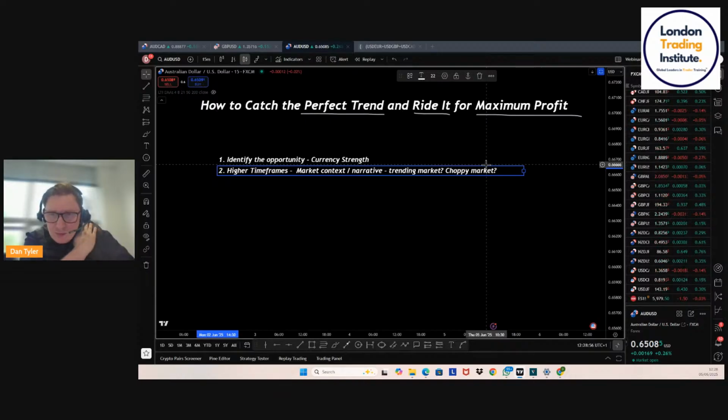Exactly, guys. You want to be getting involved in trending markets, right? Something that's choppy, you're going to want to take shorter term trades. You can still trade them, but you want to be in and out relatively quickly. So what we're doing is we identify the opportunity, we look at the higher time frames, we get market context, we understand the narrative. Are we trading in a trending market? Are we trading in a choppy market? What it basically helps us do is understand what type of market we're getting involved in and how we're going to trade it.